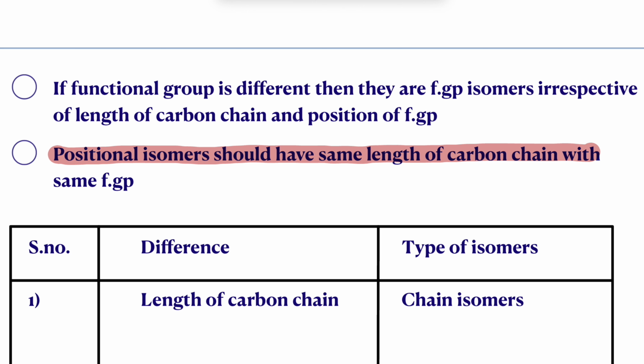But in case of positional isomerism and chain isomerism, generally the students get confused here. If you want to say the given isomers are positional isomers, the length of the carbon chain must be the same. If the length of the carbon chain is different, definitely they are said to be chain isomers. But the functional group must be the same. If the length of the carbon chain is different, then they are obviously said to be chain isomers, but don't use the word positional isomers or positional isomerism.